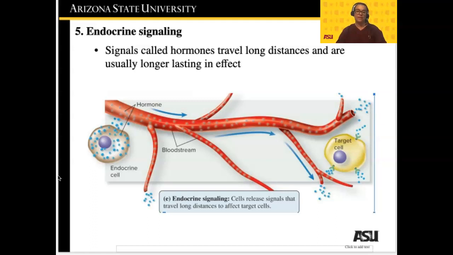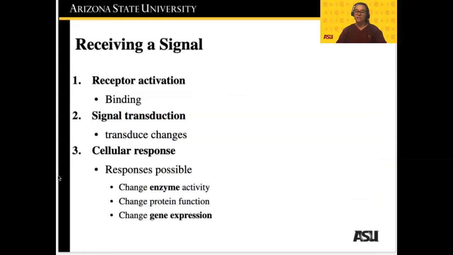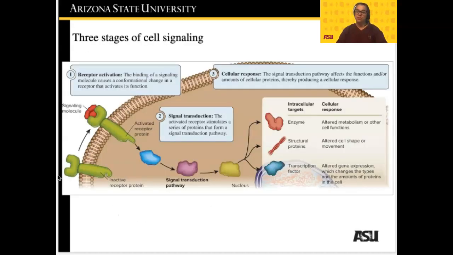Once a signal is transmitted, a target cell needs to receive the signal. In order to do this, it follows a three-step process known as the signal transduction pathway. These stages are activation, transduction, and response. First, the signal molecule binds to the receptor site on the target cell. This causes the receptor to change its conformation and the protein function for the cell.